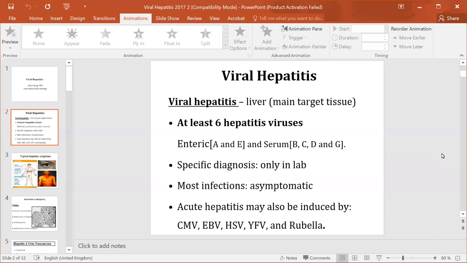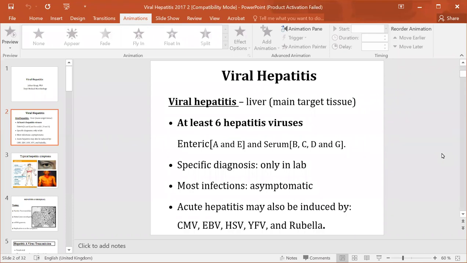So as you rightly say, we have six classical viruses that cause hepatitis. That is hepatitis A, B, C, D, E, up to G. And then we have other viruses like cytomegalovirus. These are mainly herpes viruses. Cytomegalovirus, Epstein-Barr virus, herpes simplex virus, yellow fever virus, and rubella. These viruses can also cause hepatitis.